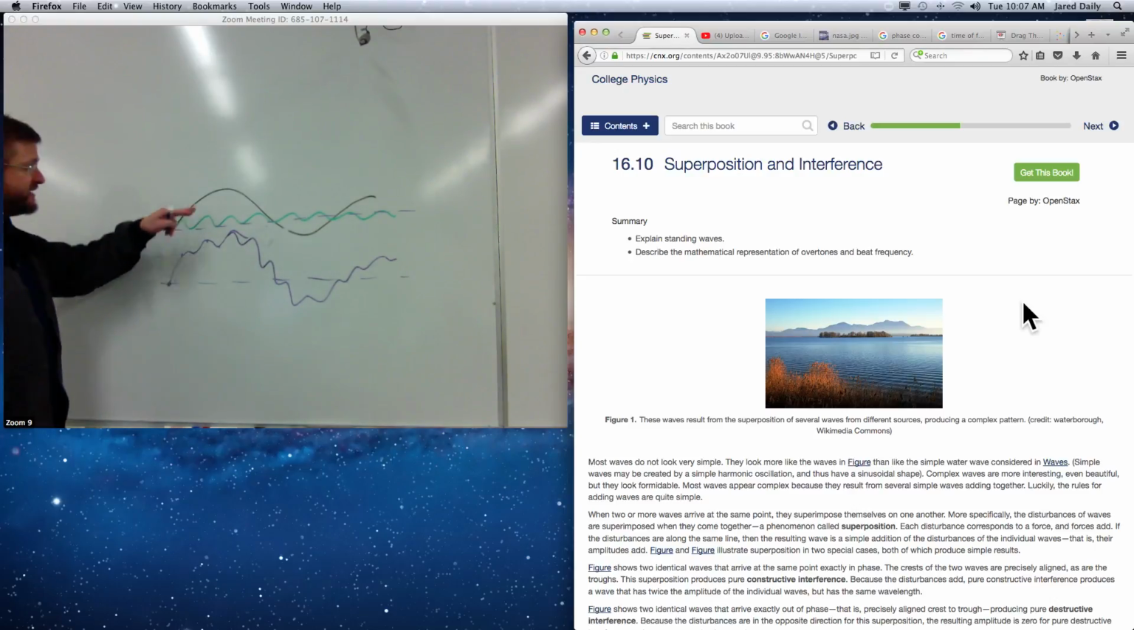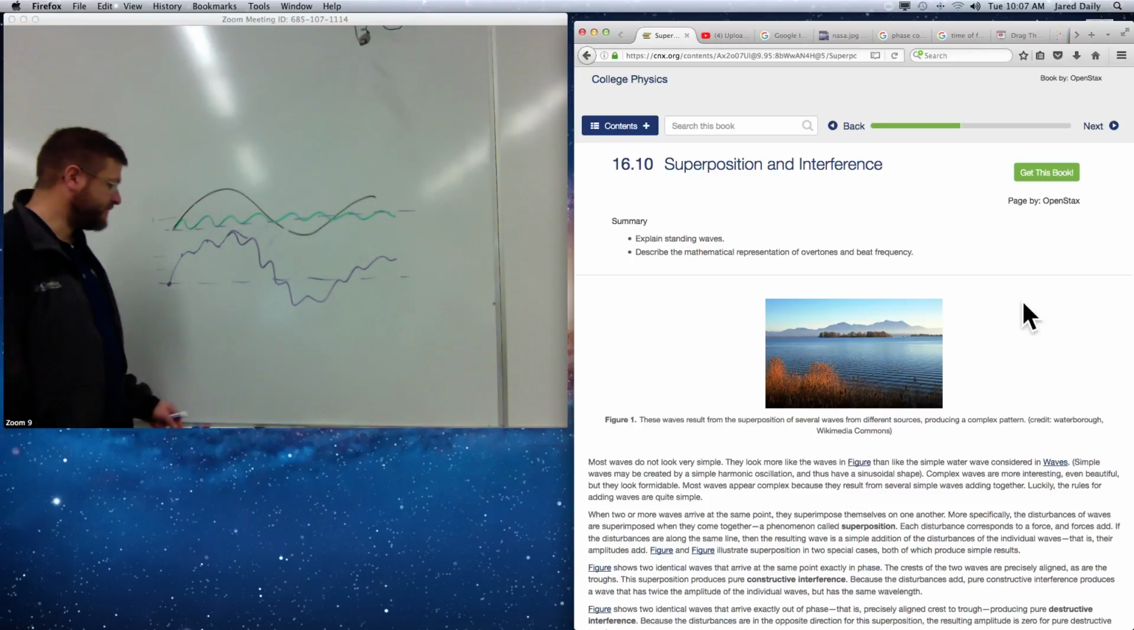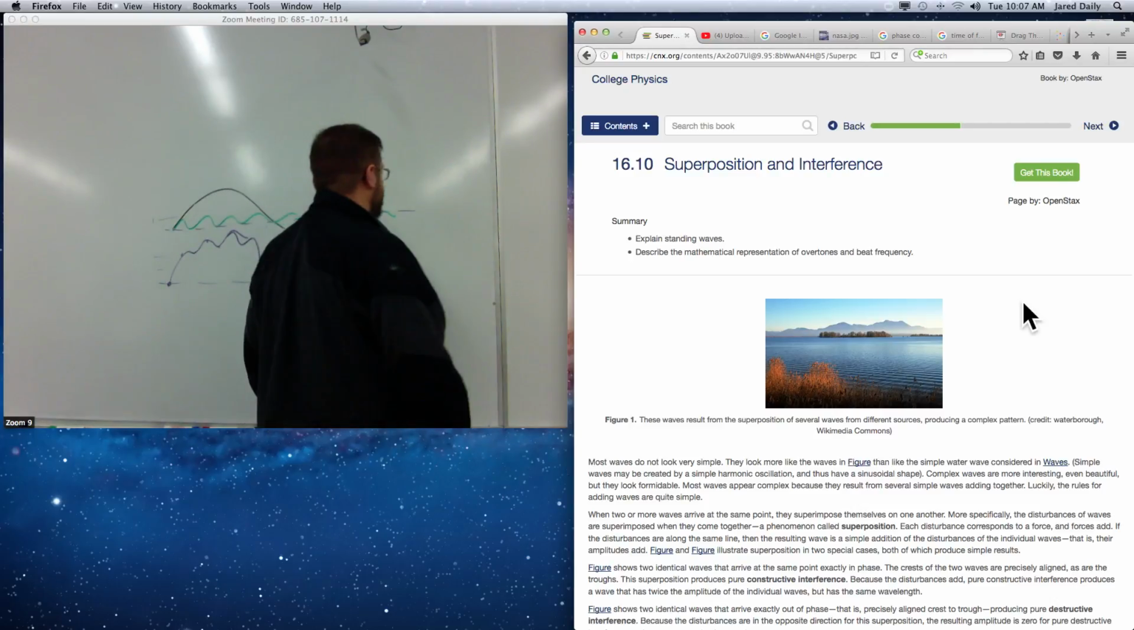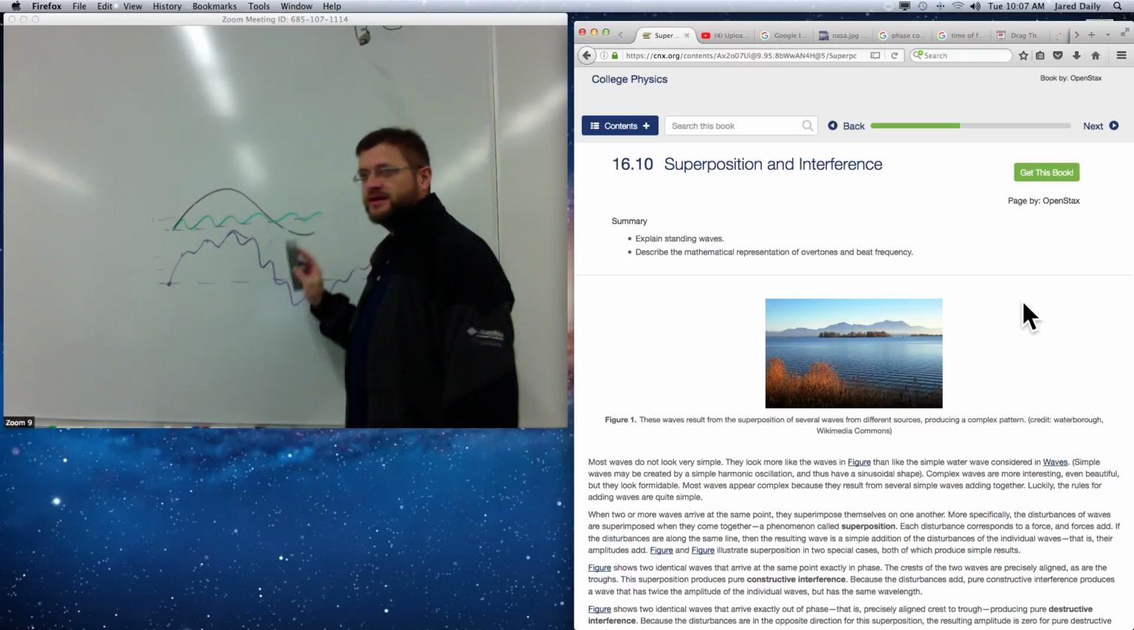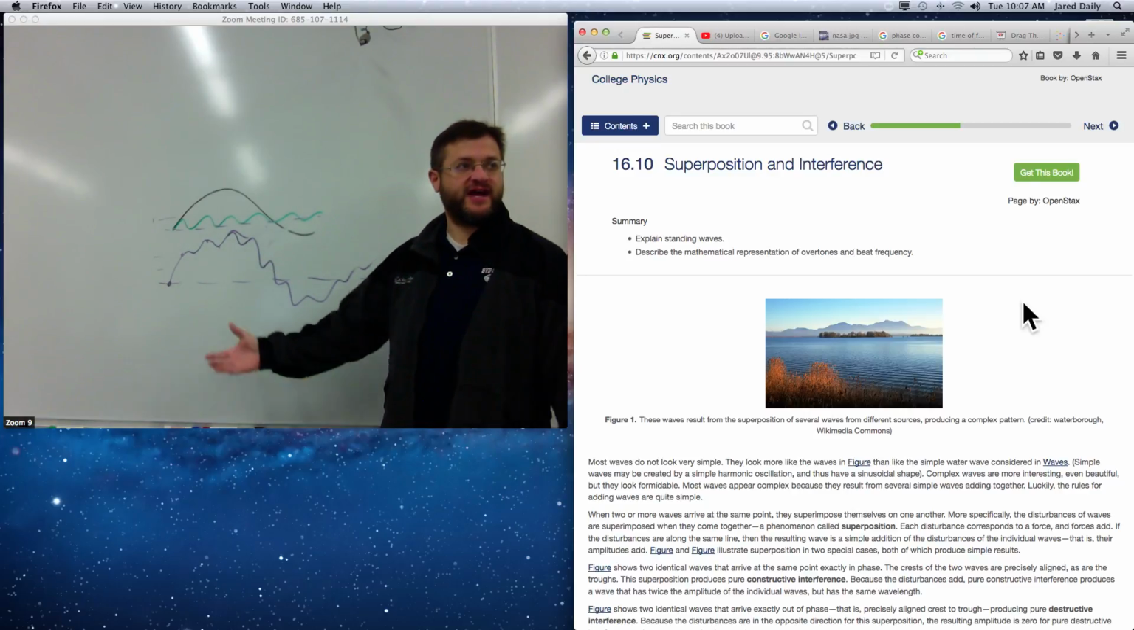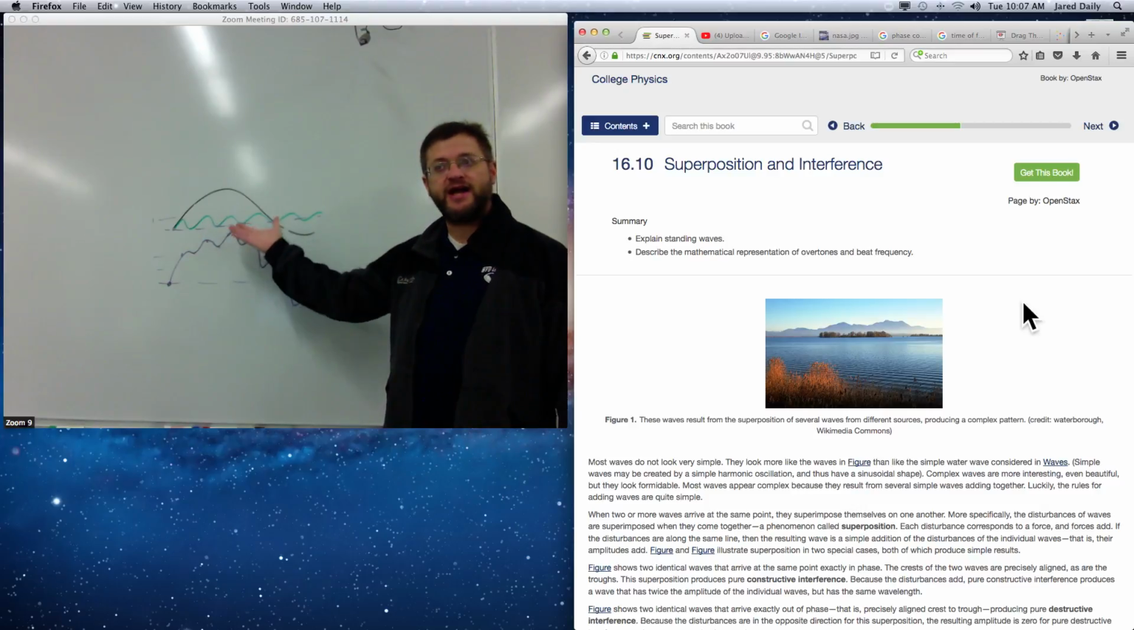This one got added to this one. Is that how modulation works? It is how modulation works. Well, it depends if it's amplitude modulation or frequency modulation. This is amplitude modulation. So this is how AM radio works.